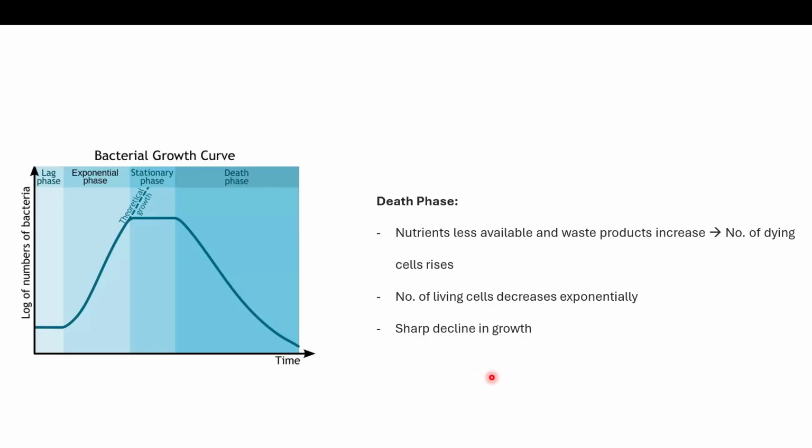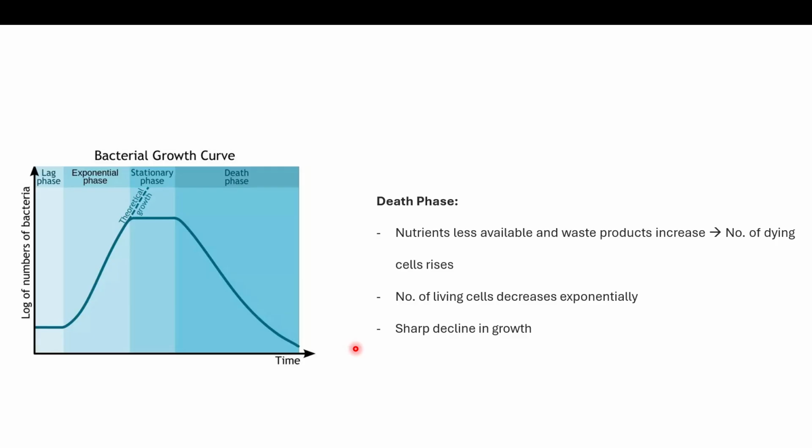Okay, next comes the death phase. Definitely the death rate, or number of dying cells, increases, nutrients are less available, and accumulated waste is much higher. The number of living cells decreases exponentially during this time, and there's a sharp decline in growth.